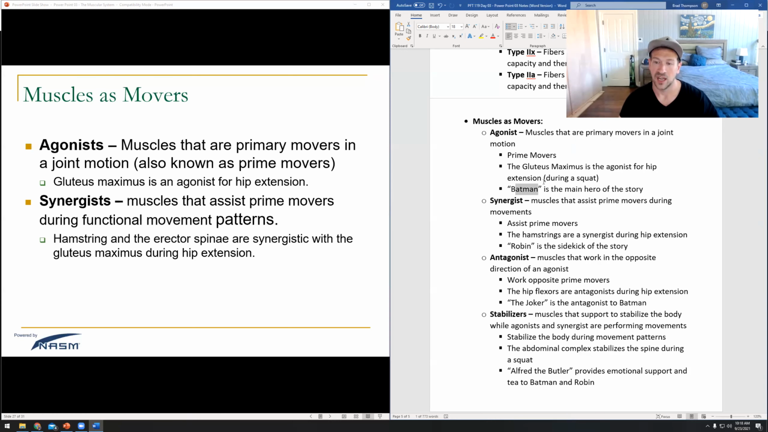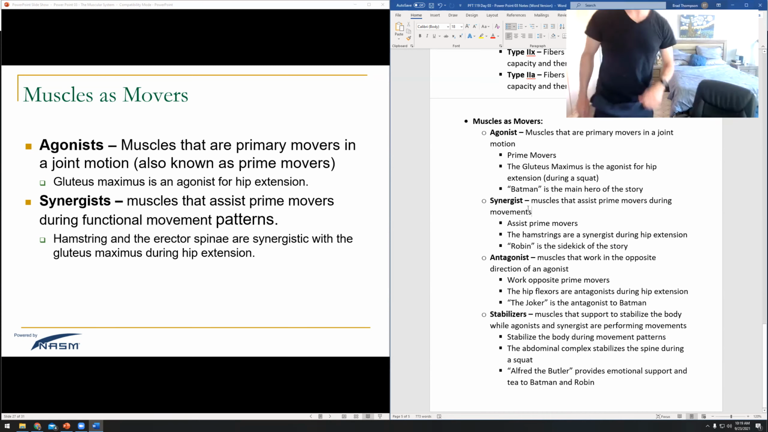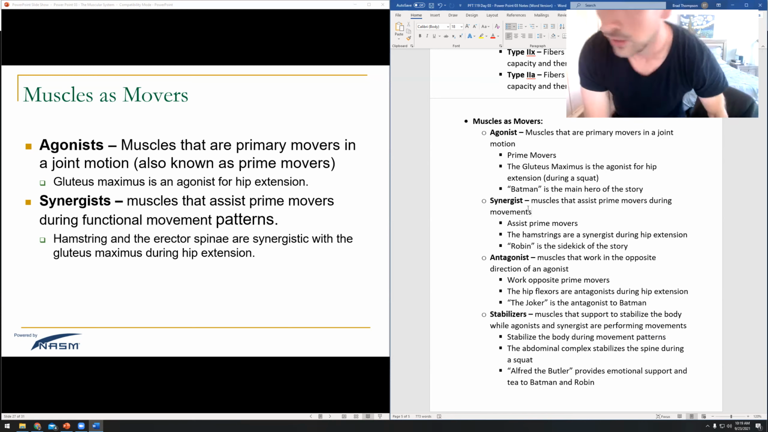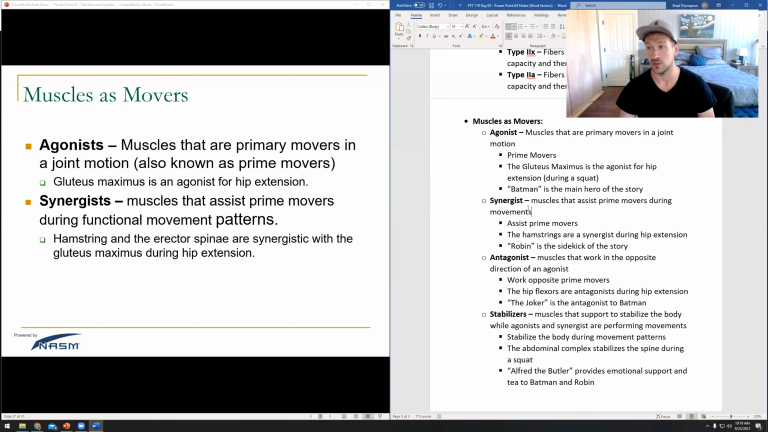So then you've got synergists. Synergists are muscles that are assisting prime movers. So for hip extension, your gluteus maximus is doing hip extension. That's the main muscle. Well, my hamstrings also do a little bit of hip extension. They're not as good at it as the glutes are, but they are there to help so that the glute doesn't have to do too much work. So a synergist works in synergy with the prime mover and assists that prime mover. So your hamstrings are a synergist during hip extension.